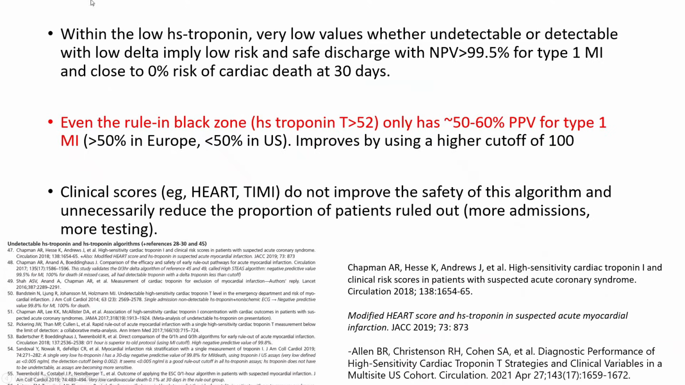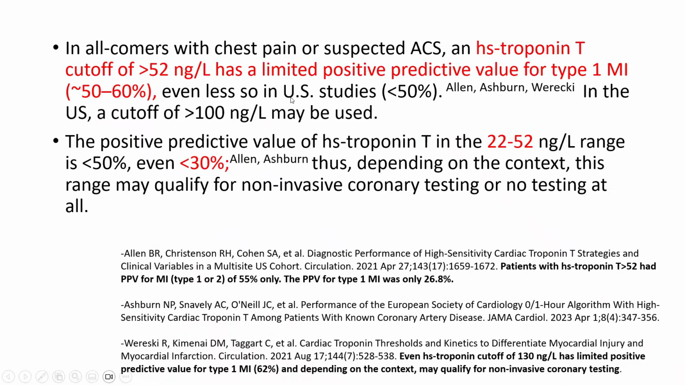So here are some ideas. Within the low high sensitivity troponin, very low values, whether undetectable or detectable with low delta, imply low risk and safe discharge with negative predictive value over 99.5% for type 1 MI and close to 0% risk of cardiac death at 30 days. Even the rule-in zone only has a 50% positive predictive value for type 1 MI, maybe even less so in the US, and this is improved by using a higher cutoff in the US of 100.